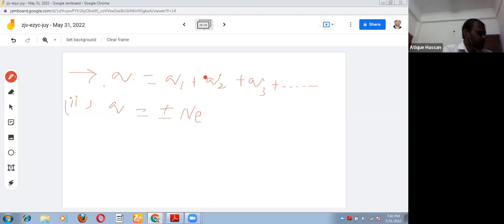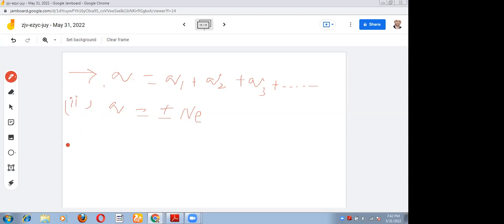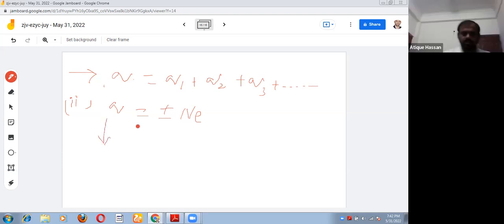Based on that, I explained to you Coulomb's law. One more question I would like to give you from this quantization of charge.